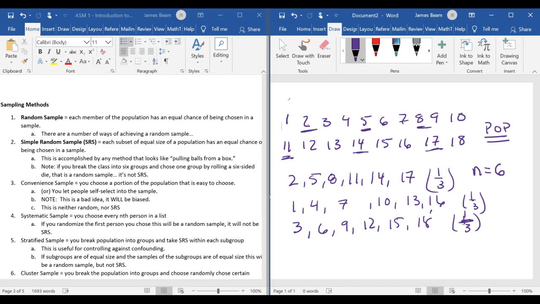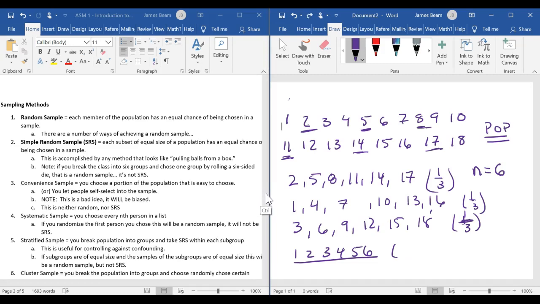However, not every subset of size 6 has an equal probability. These 3 all have a chance of being chosen at 1/3. But let's say the subset 1, 2, 3, 4, 5, 6, that's a subset of 6 items. That has a probability of 0 of being chosen by the sampling method. So this is a sampling method that would create a random sample, but does not create what we're going to call a simple random sample.